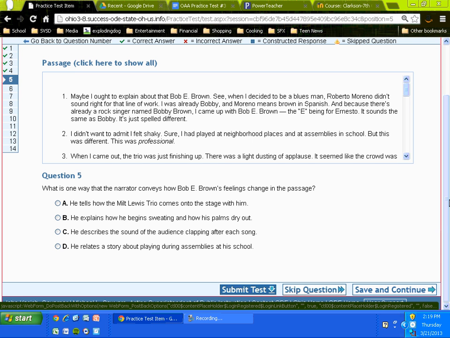What is one way that the narrator conveys how Bobby Brown's feelings change in the passage? Aisha, can you tell me how his feelings change in the passage, even before we look at A through D? At first he's really nervous, and then towards the end, he's not as self-conscious and starts comfortable. Good. Goes from nervous to comfortable, basically, right? Excellent.